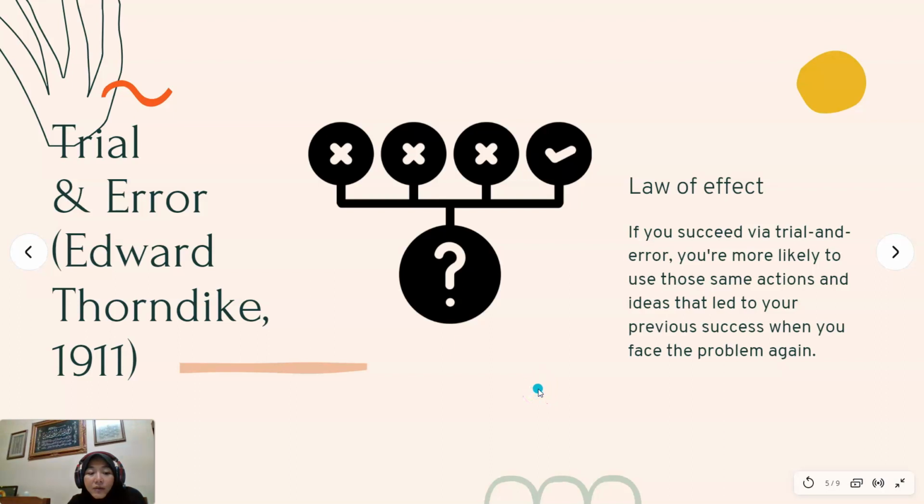Okay, so by Edward Thorndike in 1911 about trial and error, it is actually regarding the law of effect. If you succeed via trial and error, you are more likely to use those same actions and ideas that led to your previous success when you face the problem again. So this is what we call trial and error. You have identified the solution from your trial and error, so then you will remember the solution for the same problem that you face in the future.